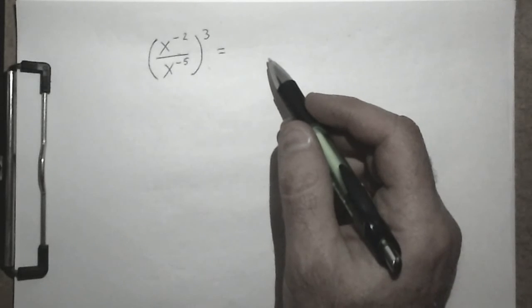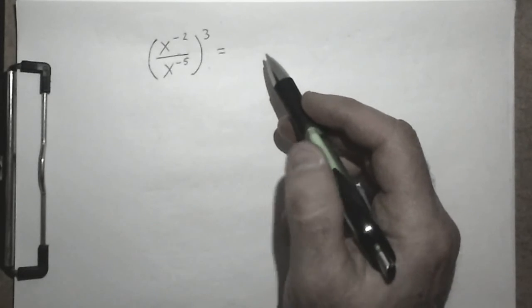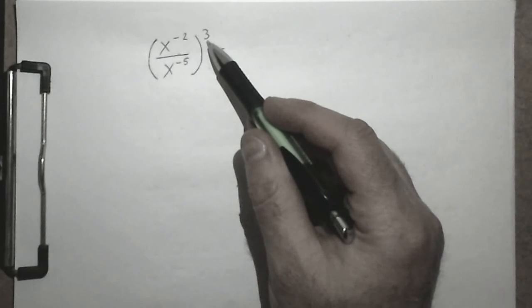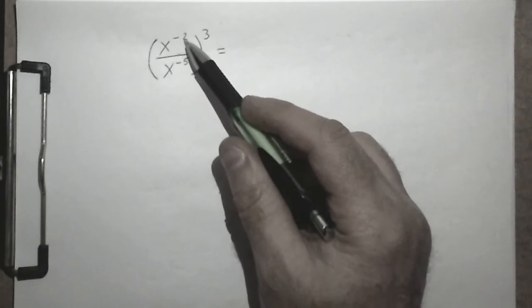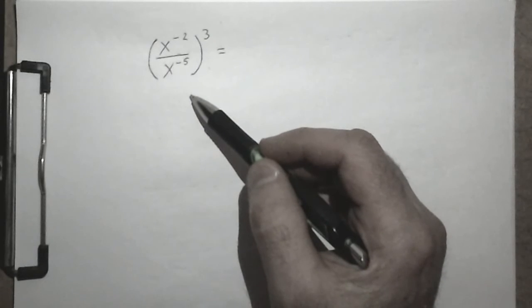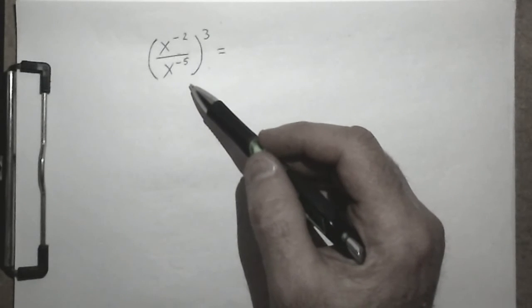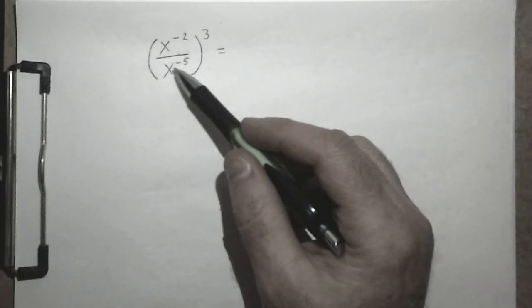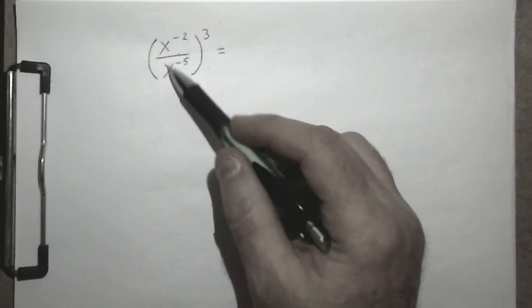Okay, to do this problem here, again, you can do it one of two ways. You can address the outermost exponent first and then work inside the parentheses, or you can go inside the parentheses first and deal with dividing these like bases. It's entirely up to you. It doesn't really matter. I'm going to go inside the parentheses and work inside the parentheses first. So I'm going to divide these like bases of x.